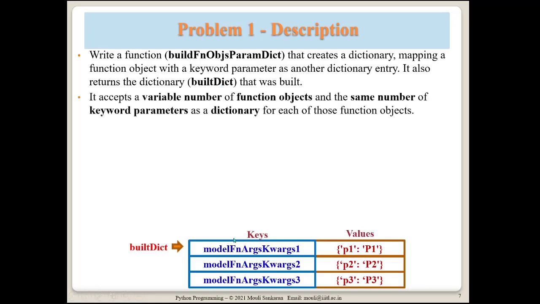Now this function accepts a variable number of function objects. As I told you, my ISR interrupt vector can be any number, so I want this function flexible enough that I can pass any number of these pairs of values, and it should be able to fill them up. So any number of function objects I can pass. It accepts a variable number of function objects and the same number of keyword parameters, because I cannot have a function object without any parameter.